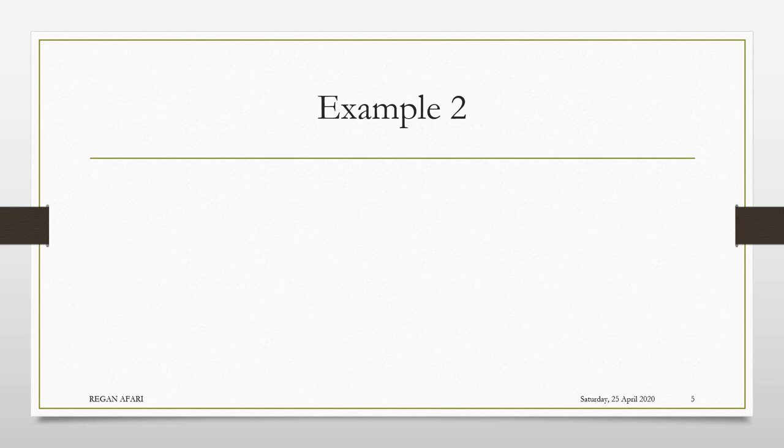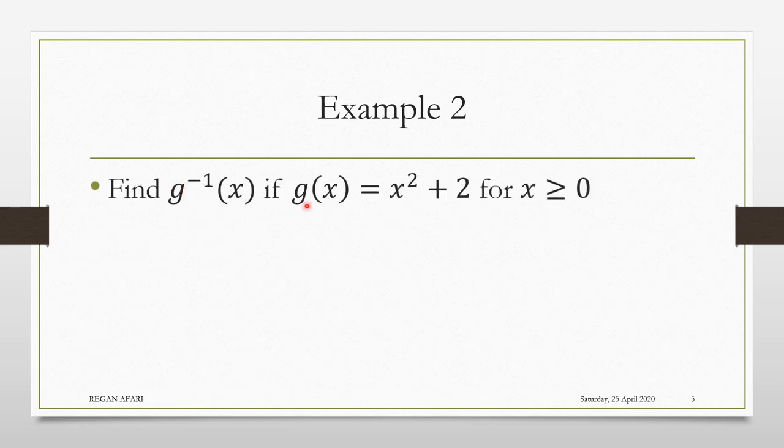Example 2. You have g of x is defined as this. Now this is non-linear because the highest power of the x term is 2. It's more than 1, so it's a non-linear function. But it follows the same trend. So the first thing that we will do is to equate y to x squared plus 2. Then we will interchange the positions of x and y. So we have x is equal to y squared plus 2. Then we solve for y, so we make y the subject.